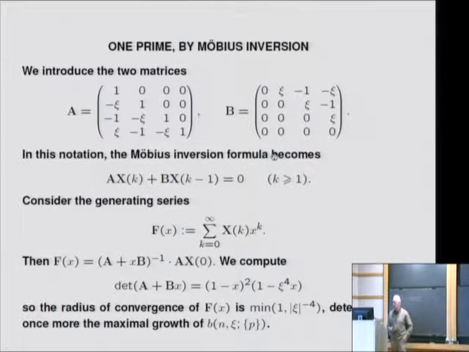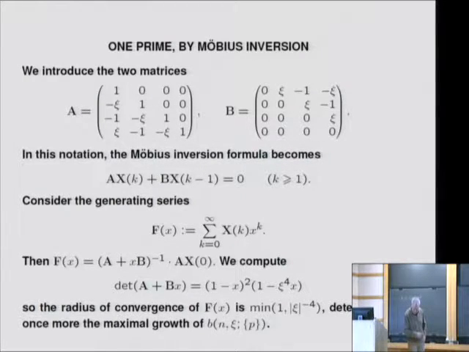So let's see how it works. You have these two matrices, the Moebius inversion formula. Now you can write it in this way. You consider the generating series F, and you have to compute it. The generating series can be obtained now by this formula here, okay. And I want to see the radius of convergence, which is determined by the zeros of the denominator. So I look at the determinant, which is this. So x is xi to the minus 4 or 1. The minimum of the two is the radius of convergence, and from here you get the maximum growth, and you get the formula I gave before.